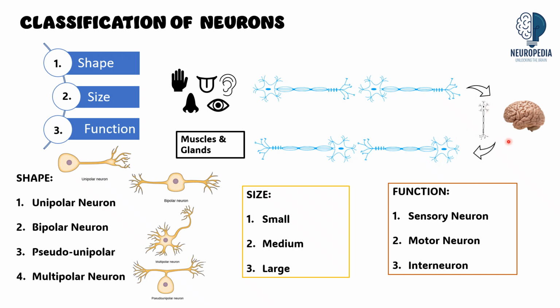Let's talk about interneurons. So interneurons act as intermediaries within the central nervous system, relaying and processing signals between the sensory and motor neurons and other interneurons. They are mainly found within the brain and spinal cord, and they can be multipolar, responsible for complex information processing and integration.